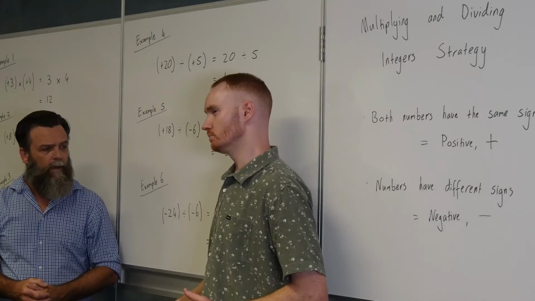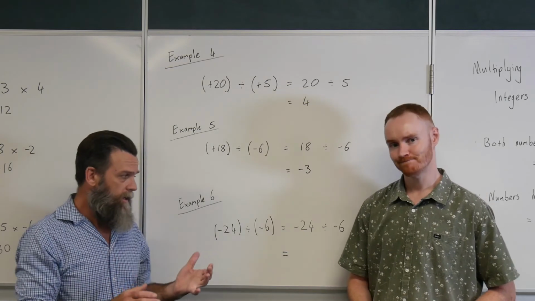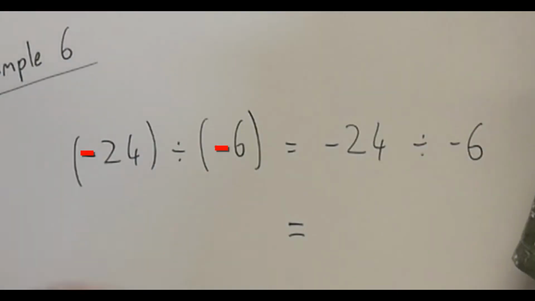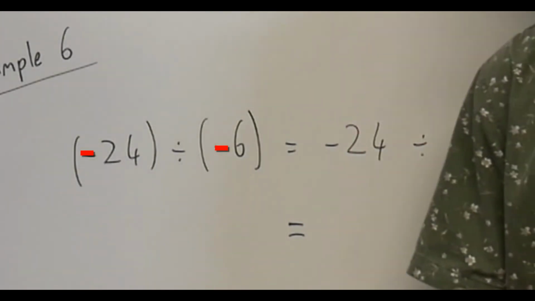So, what do you think, Mr. Wilkie? I'm going to use that same strategy again. 24 divided by 6 gives me an answer of 4. And I've got a negative divided by a negative. Because those signs are the same, the answer has got to be positive. The answer must be positive 4.